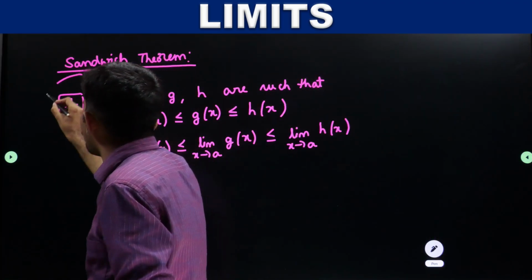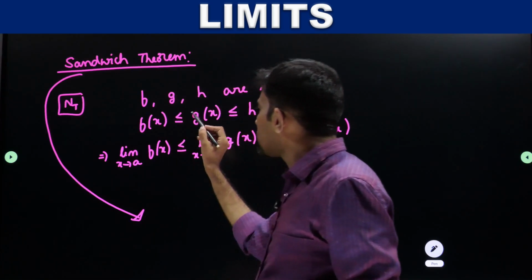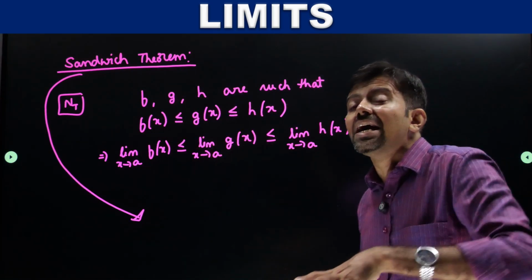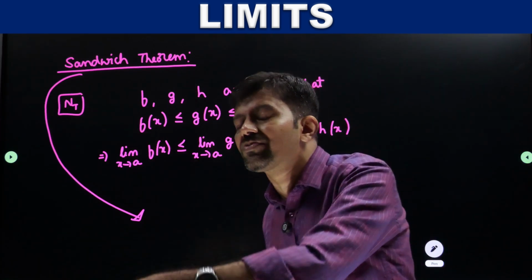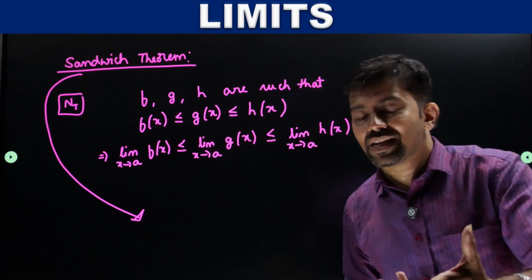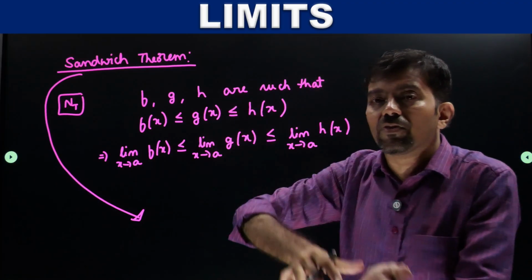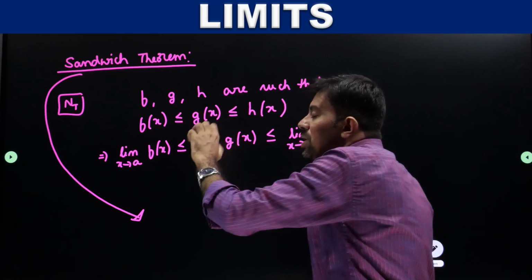Now the sandwich theorem says that the three functions f, g and h are such that f of x is less than or equal to g of x, which is less than or equal to h of x. If the limit of f of x and the limit of h of x are approaching some number L, then the limit of the middle one, g of x, which is sandwiched between f of x and h of x, is also approaching L.